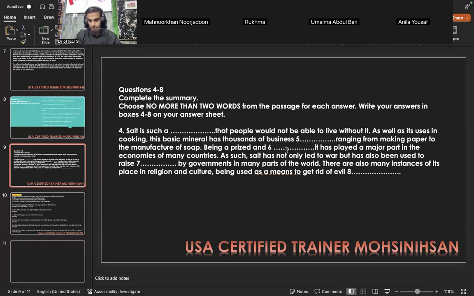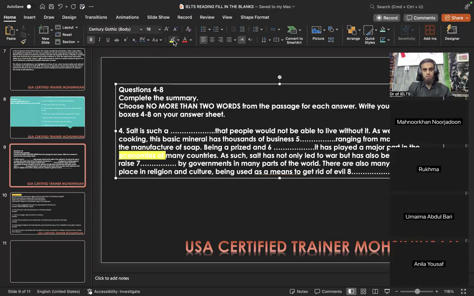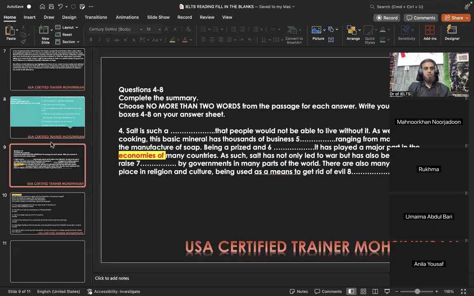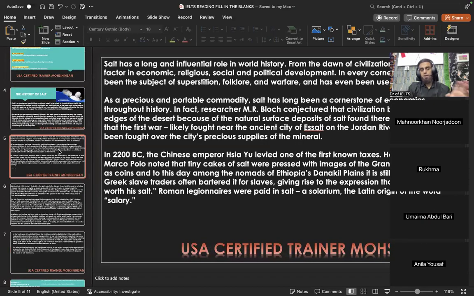Being prized and blank, it has played a major part in the economies of many countries. So we can say the key word here is the word economies. I will highlight it. Economies. And further, we have to see whether any prized or synonym word is used, or what are the two qualities mentioned in the paragraph. So here you see again in this page, second slide, second paragraph rather.